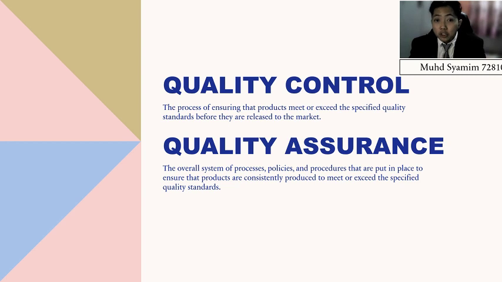Quality control is defined as the process of ensuring that products meet or exceed the specified quality standards before they are released to the market. Meanwhile, quality assurance means the overall system of processes, policies, and procedures that are put in place to ensure that products are consistently produced to meet or exceed the specified quality standards. Basically, quality assurance is the proactive approach, meanwhile, quality control is the reactive approach.